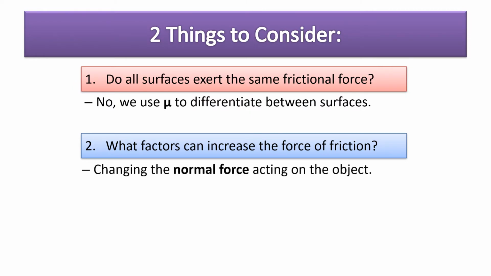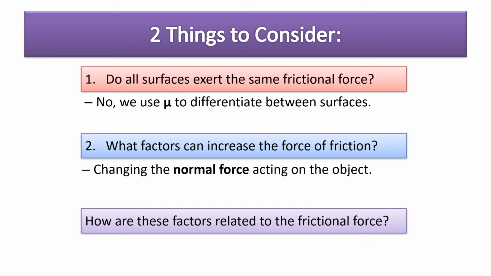So changing the normal force acting on the object will increase or decrease the force of friction. How are these factors related to the frictional force? Is it an inverse relationship, a direct relationship? What do you think? Well, we said that for the coefficient of friction, the larger this number is, the larger the frictional force is. So what kind of relationship is that? As one gets bigger, the other gets bigger. That's a direct relationship.